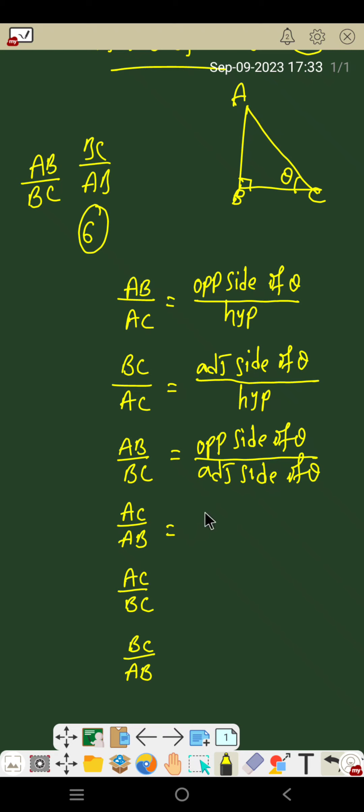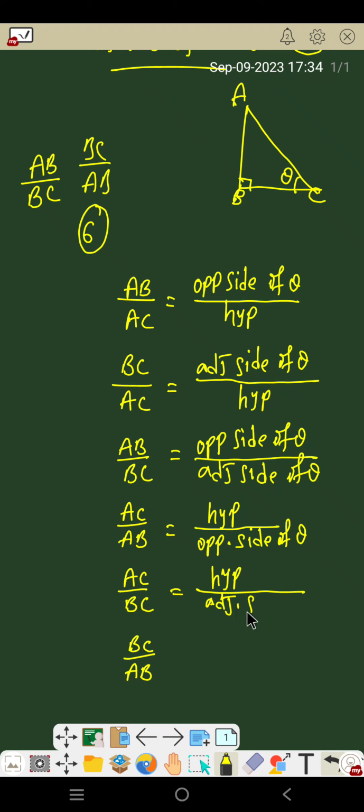Now AC by AB: AC is the hypotenuse, by AB, the opposite side of theta. Now coming to AC by BC: AC is the hypotenuse, by BC, the adjacent side of theta. Now BC by AB: BC is the adjacent side of theta, by AB, the opposite side of theta.